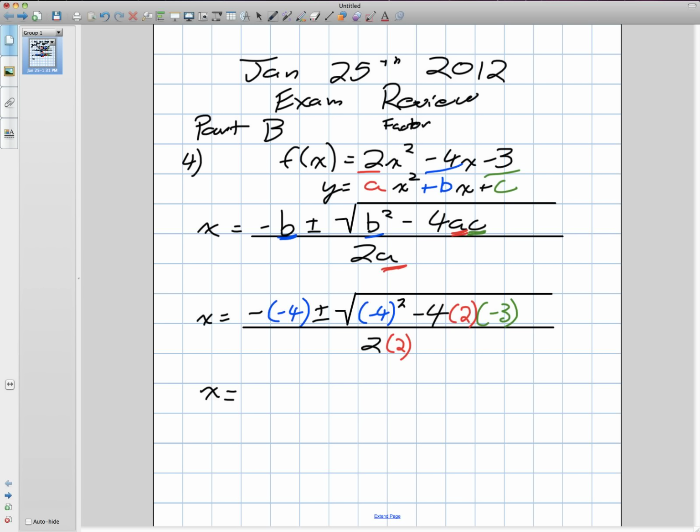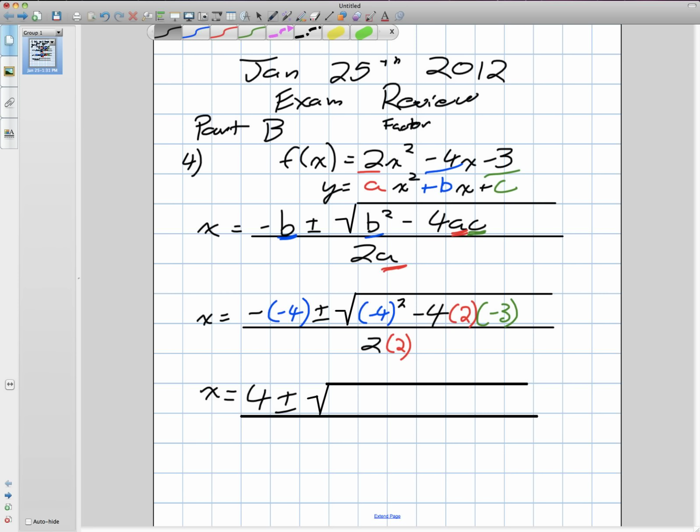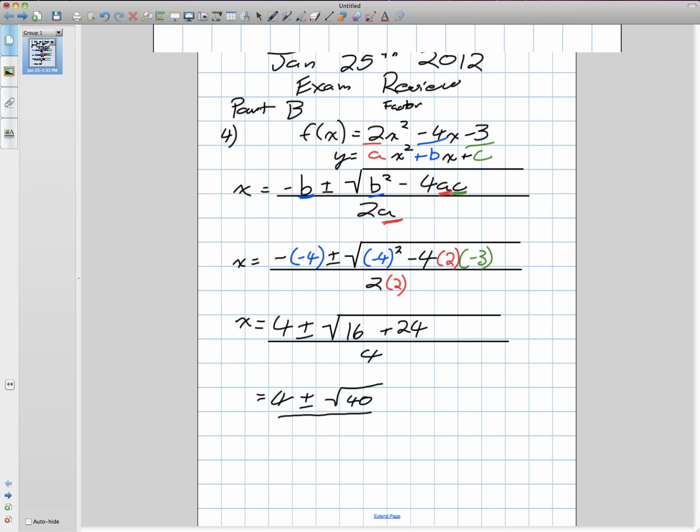Okay? X is equal to negative negative 4, which is 4, plus or minus the square root of, what is negative 4 squared? Yeah, 16. Then think of this as a negative. Negative 4 times 2 times negative 3? It's positive 24. Yeah. Divided by 2 times 2 is 4. We continue. 4 plus or minus the square root of 40 divided by 4. Okay? Now, this is where we split it.